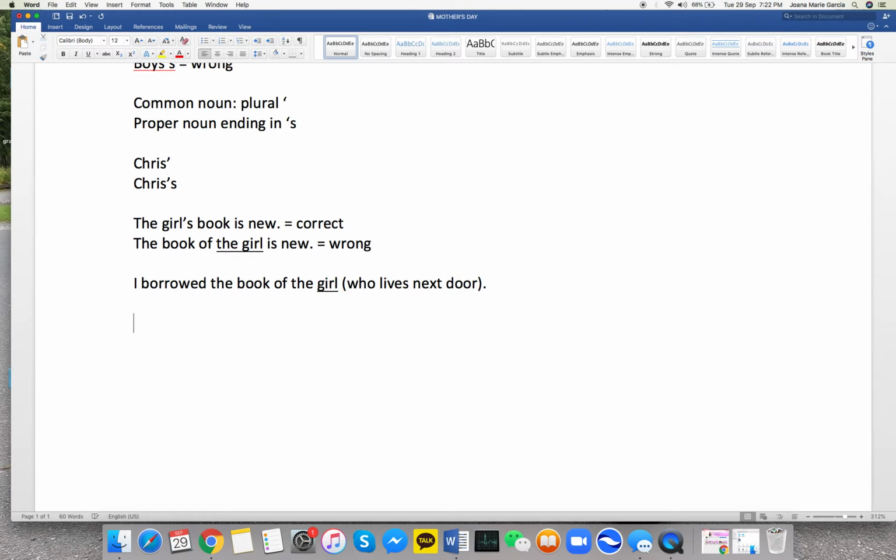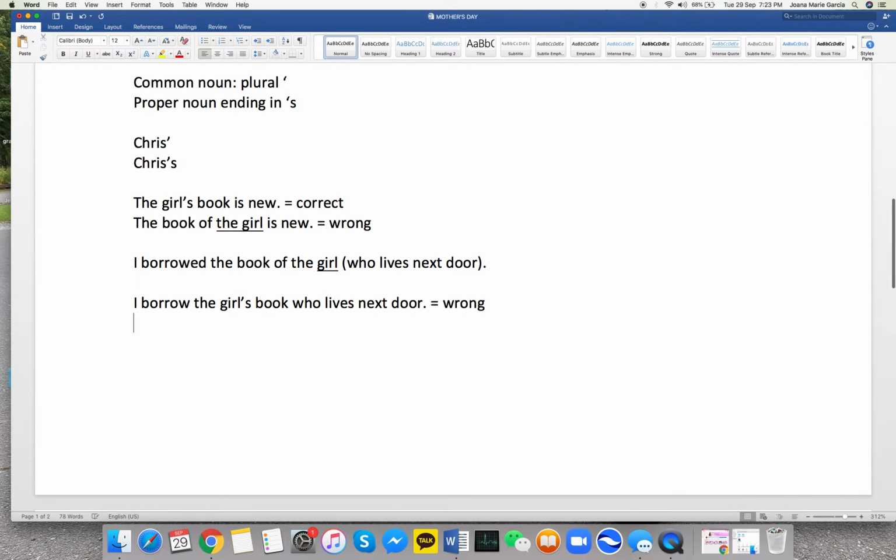Okay, so if I'm really going to follow the rule and use the apostrophe, it will be like this: I borrow the girl's book who lives next door. See, this one will be very confusing because our modifier is very far from our noun, the girl. So that's why this one is wrong, and you can use "of" if we have an adjective clause or an adjective phrase. So both are accepted.